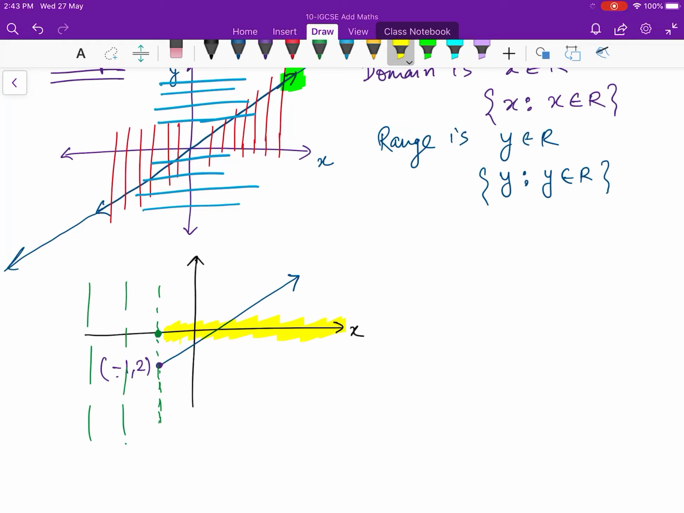If I talk about y, then a horizontal line can intersect till this point. Beyond that, the graph does not exist. This arrow does not exist beyond this line, so you don't have any value of y there. All the possible y values are after this red line. Okay, so I will write the domain.